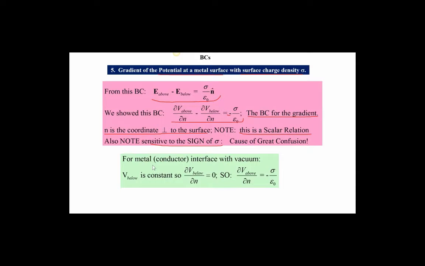For a metal, the interface with a vacuum, V below is a constant. If you take the derivative of that, you'll get 0. The derivative of the potential below the surface inside the metal is equal to 0. The derivative of V with respect to n above, so out in the vacuum, is equal to this quantity here. And again, notice the minus sign. This is the condition that you have for the potential at the surface of a conductor.